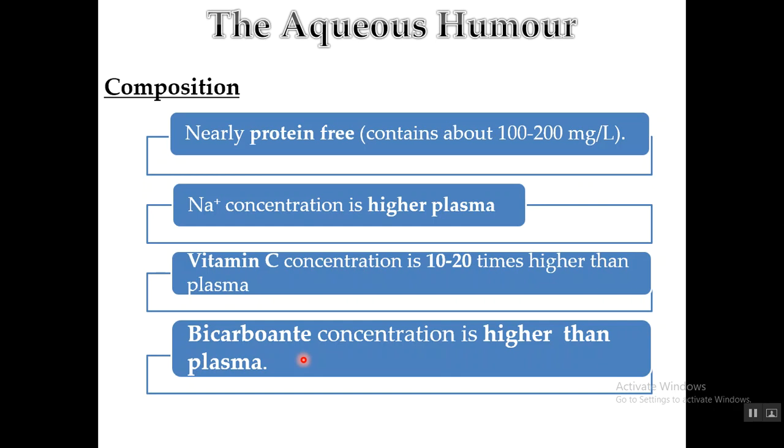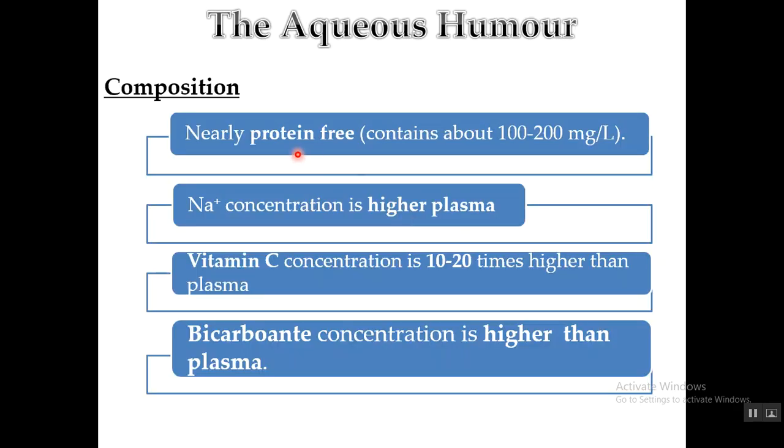avascular structures. What is meant by avascular structures? The structures which have no blood vessels, including the cornea, because the cornea and the lens are avascular structures. So the metabolism for these avascular structures is anaerobic, not aerobic, and this anaerobic metabolism produces what is called lactic acid. So to neutralize the lactic acid, you need bicarbonate. Again, the aqueous humor is nearly protein free, has a high sodium, high vitamin C, and high bicarbonate concentrations.